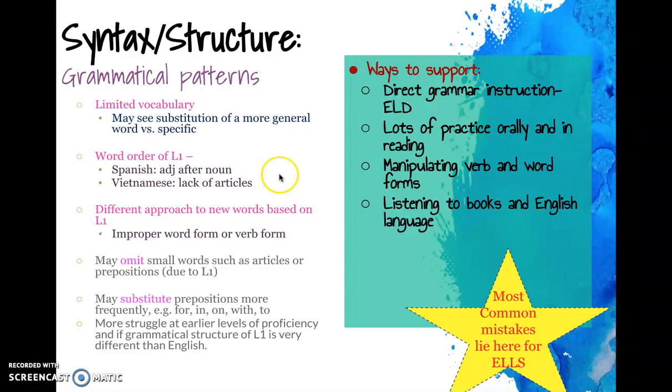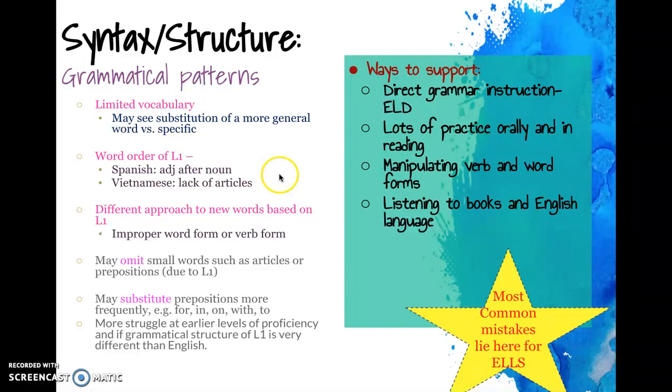One of the main things we see English language learners do is that they will take a different approach to new words sometimes based on their first language. One example of this might be word order. For example, a student might swap the noun and the adjective placement in a sentence, especially if grammatically this is how it occurs in their home language.